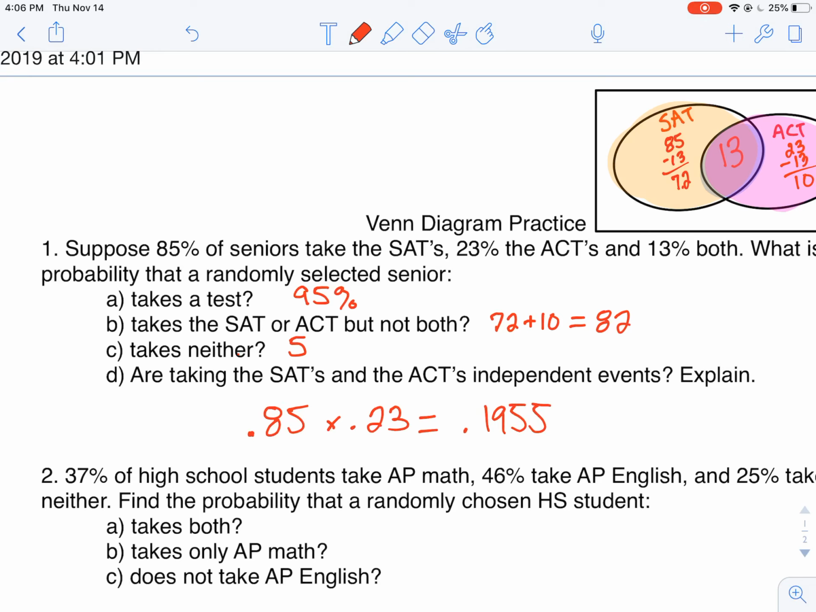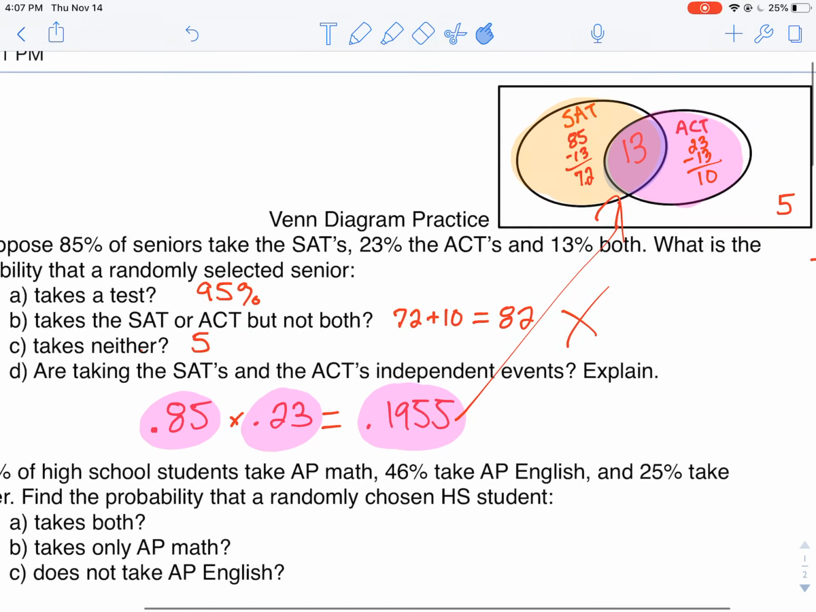0.1955. If they were independent events, then multiplying the probability of one times the probability of the other would give me the probability of both happening at the same time. This does not equal 13. So therefore, I can say that these are not independent events. There are other ways I can prove this as well, but I like going this route.